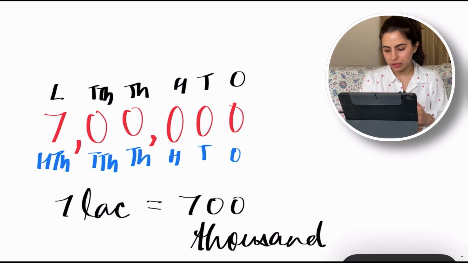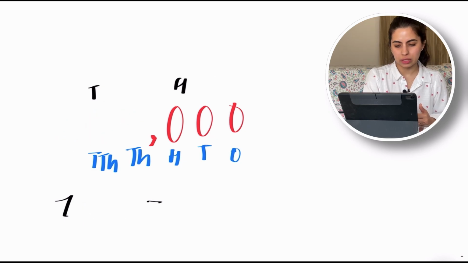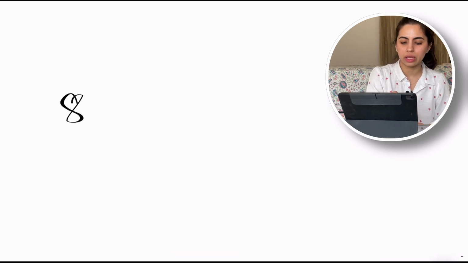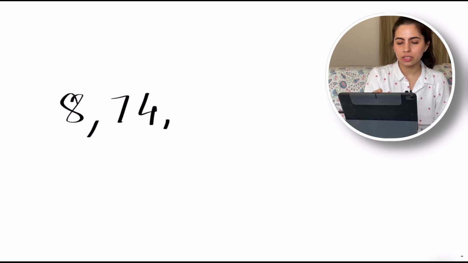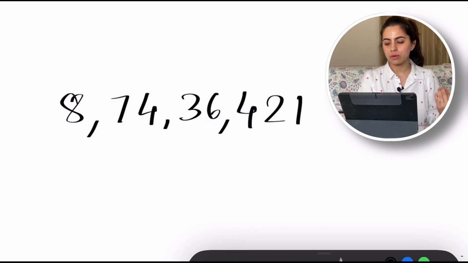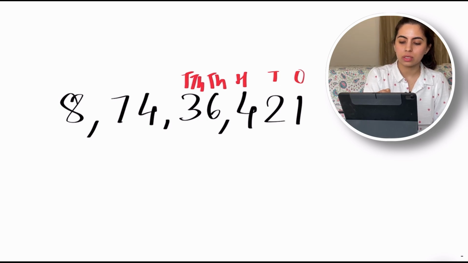Now let me take another number. Again, I will give you an example from the Indian number system, and this time, let me make the number bigger. I am going to take 8 crore 47 lakh 36,421. That's my number. For you, I am also going to mention on top the Indian number system: ones, tens, hundreds, thousands, 10,000s, lakh, 10 lakh, and this is 8 crore.